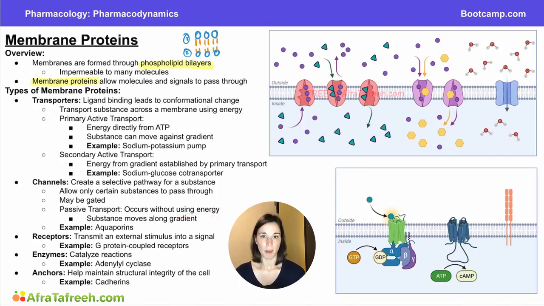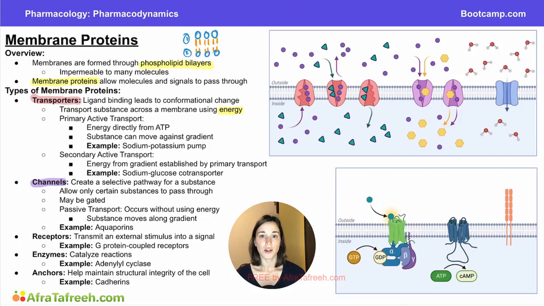There are different types of membrane proteins, and they're classified by their function. The first types are transporters and channels. These membrane proteins are responsible for transporting molecules across the membrane. The main difference is that transporters require energy in order to transport molecules against their concentration gradient, while channels transport molecules down their concentration gradient without using energy.